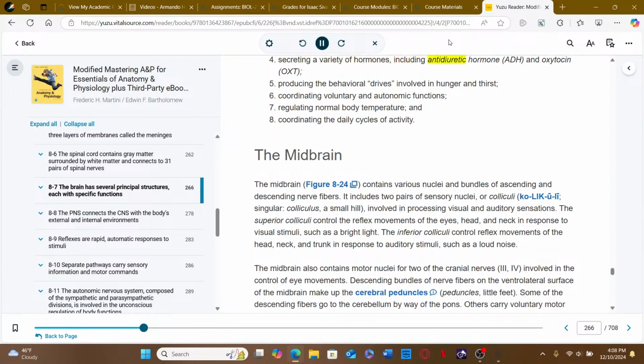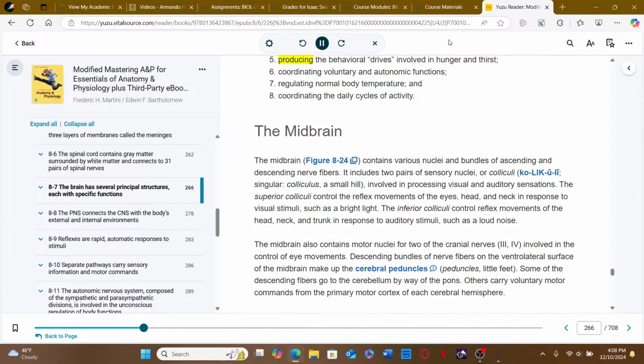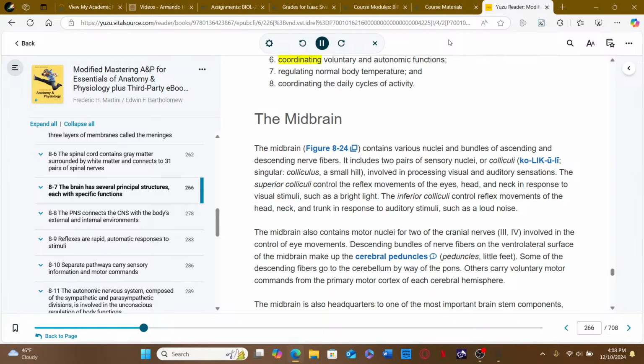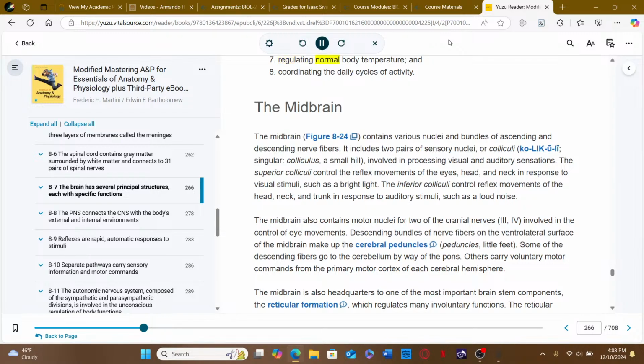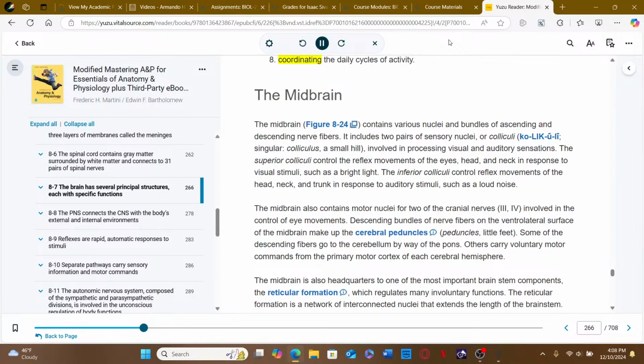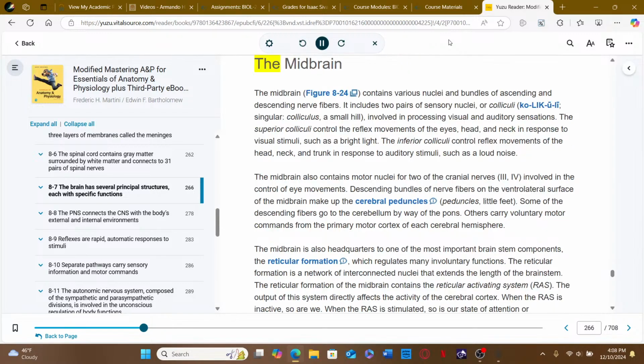Secreting a variety of hormones, including antidiuretic hormone, ADH, and oxytocin, OXT. Producing the behavioral drives involved in hunger and thirst. Coordinating voluntary and autonomic functions. Regulating normal body temperature, and coordinating the daily cycles of activity.